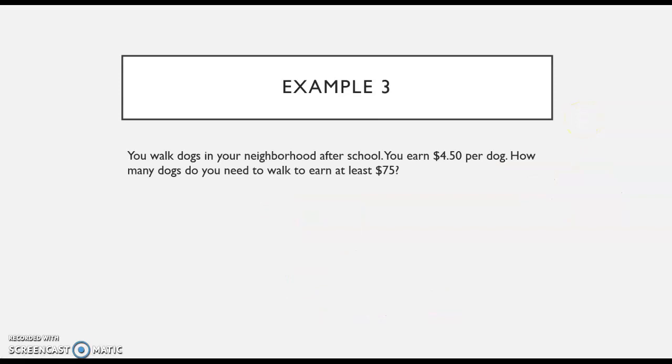All right, last one. You walk dogs in your neighborhood after school. You earn $4.50 per dog. How many dogs do you need to walk in order to earn at least $75? So this per tells us that we're multiplying. So that's $4.50 and then per dog. I'm going to use D as a variable because I always end up using x.